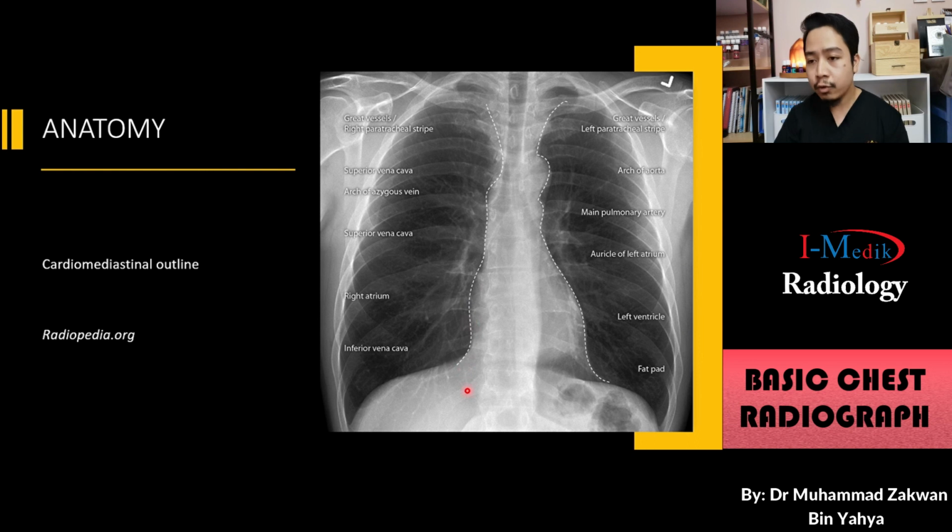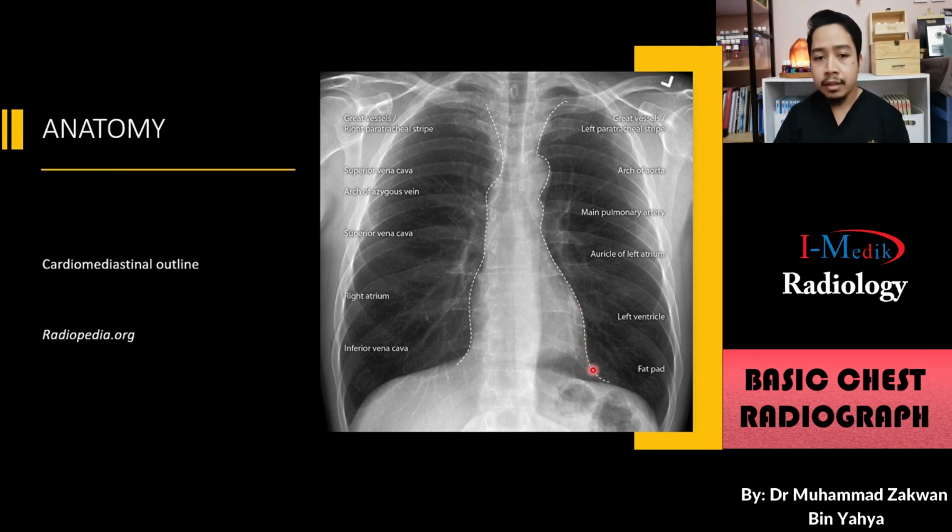On the left hand side, there will be the left paratracheal stripe followed by the aortic arch, and then the aortopulmonary window, and then we can see the main pulmonary artery. Here is the main pulmonary artery, and then the left atrial appendage or auricle of the left atrium, and lastly the left ventricle forming the left heart border, and the pericardial fat pad inferiorly.